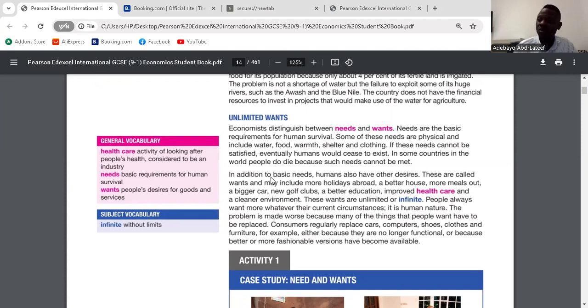There's a difference between needs and wants. When we talk about needs, these are things our living depends on. Without these things, we cannot survive. That's why we call them needs. I think the point is clear.